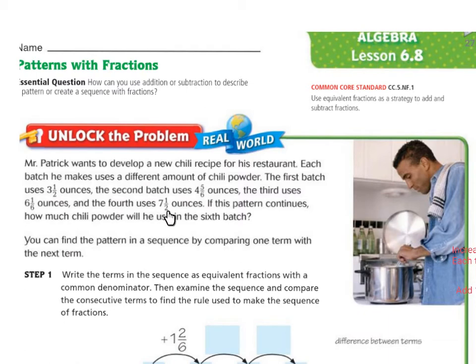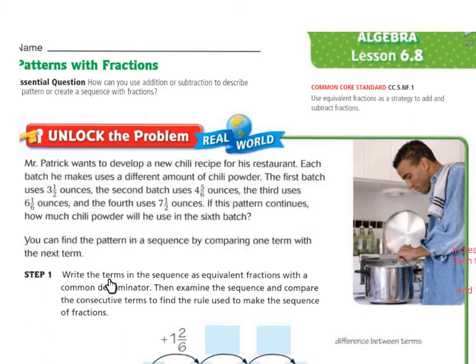So we've got to the fourth, so we need to find out the fifth, and then we can find out the sixth. So you can use a pattern in a sequence by comparing one term with the next term. If we compare the first term with the second term, we'll find out what the difference is. Compare the second term with the third term, and we'll find out the difference. And the third with the fourth, and we'll find out the difference. And the difference between all of those should be the same. And if we continue to add those, so if I add whatever we find out between these, I would find out what the fifth term is, and then I'd have to do it again with the sixth batch.